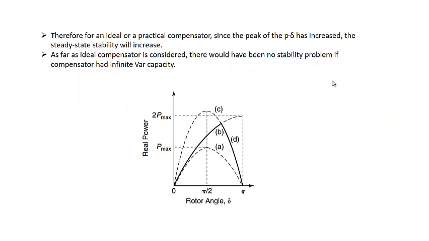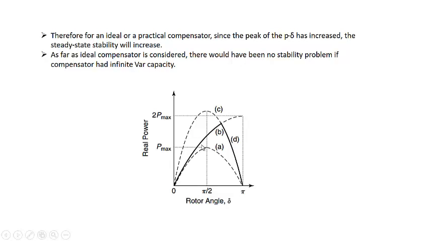So coming to this, therefore for the ideal or practical compensator, since the peak of the P delta curve increased, the steady state stability will increase. This is one important point. As far as the ideal compensator is concerned, there would have been no stability problem if the compensator had infinite power capacity. We have discussed it because for that case, from this point to this point, you will see electrical power is always increasing. When we increase the mechanical power, electrical power will increase as the rotor angle increases.